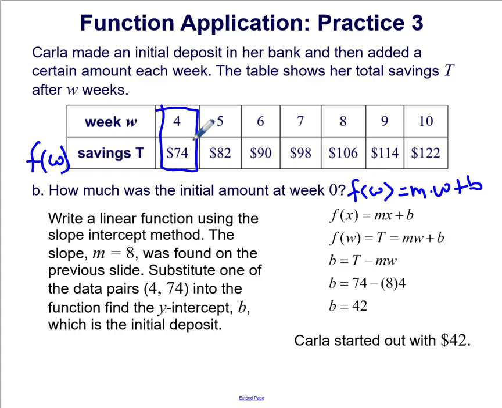T is 74. M we calculated to be 8 on the previous slide, and when t is 74, w is 4. And performing the arithmetic, we have b is equal to 42. So we can state that Carla started out with $42 initially.